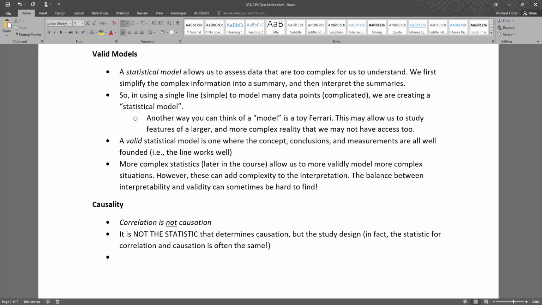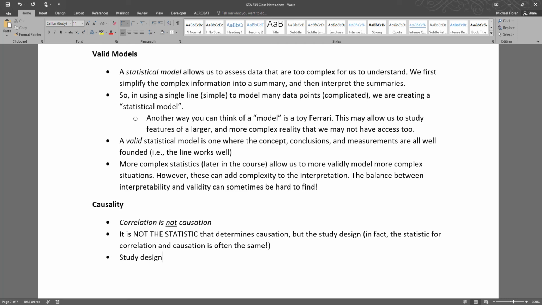So when we talk about causation, we're not talking about doing a different computation. Oh, if only you did a causation calculation instead of a correlation calculation. That's not how this works. How it actually works is that when we're looking at a particular relationship, depending on how we set up the study to assess that relationship, that study design is what determines whether or not we can make a causal claim.